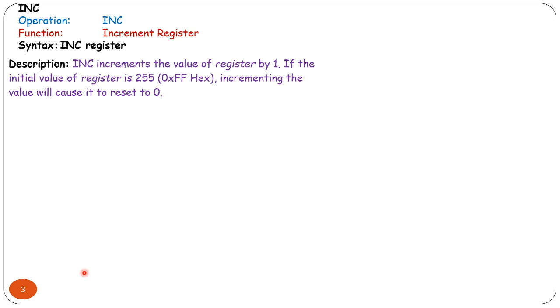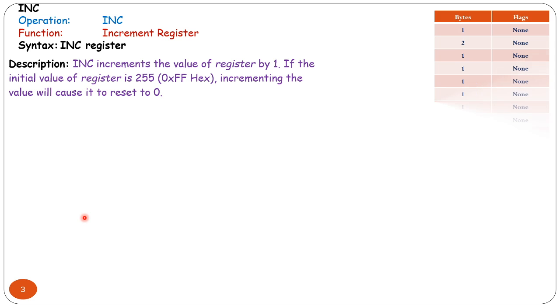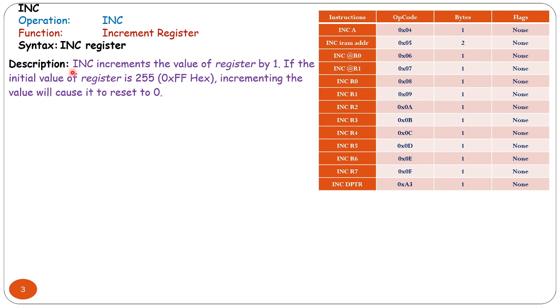Syntax is INC register. The description: increment, that is INC, increases the value of the register by 1. If the initial value of the register is 255, that is FFH in hexadecimal, incrementing the value will cause it to reset to 0. This is the last value, and when we execute the increment instruction, its value becomes 0. These are the instructions and their operation codes.